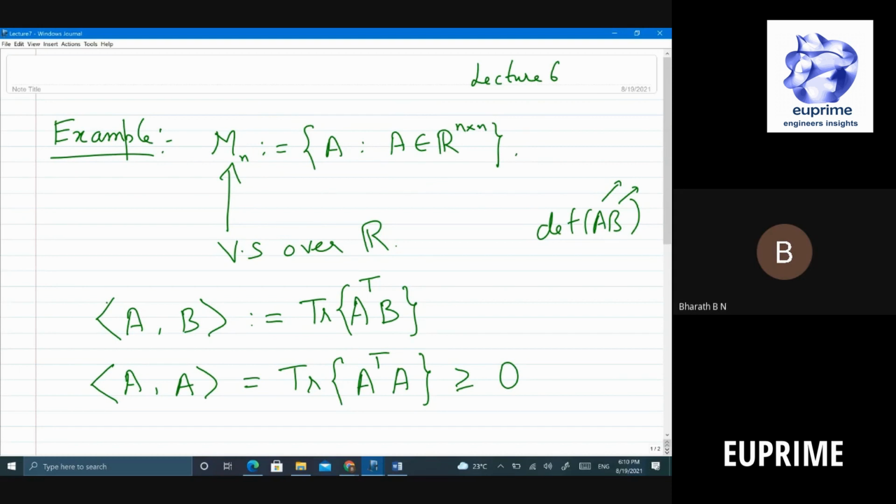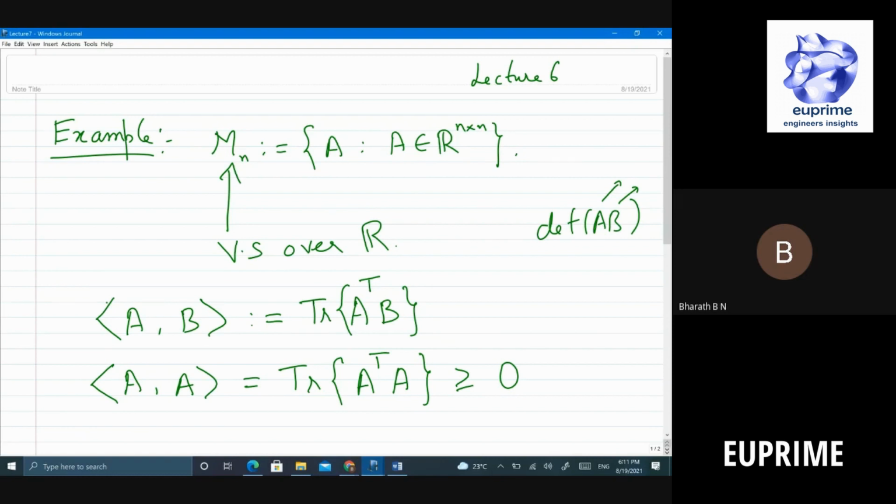When will it be equal to 0? Well, all the diagonal entries should be equal to 0. When will all the diagonal entries be equal to 0? When A_i transpose A_i is 0, right? When will that happen? A_i is 0. That means A_i should be 0 for every i. That means the entire matrix should be 0, right? Well, it's consistent with our definition. Okay. So now that means I have a good inner product.